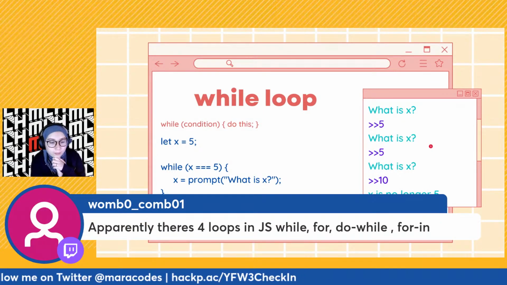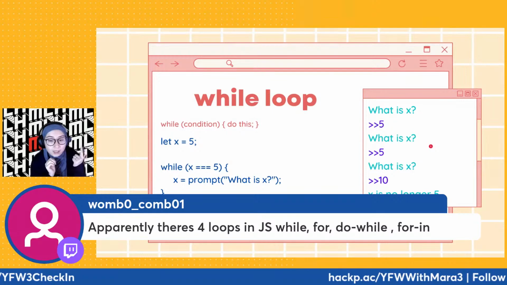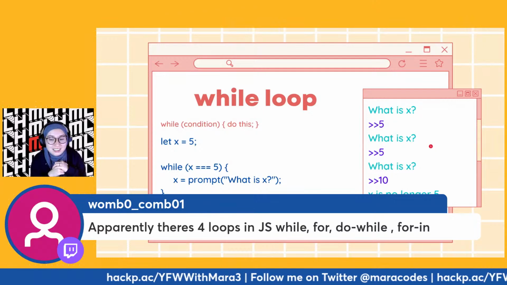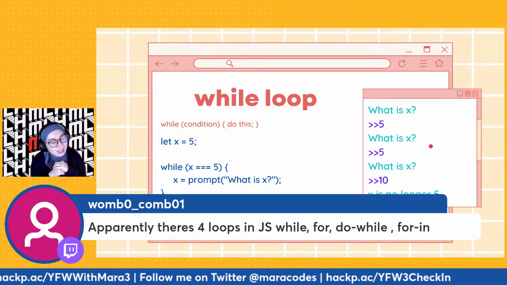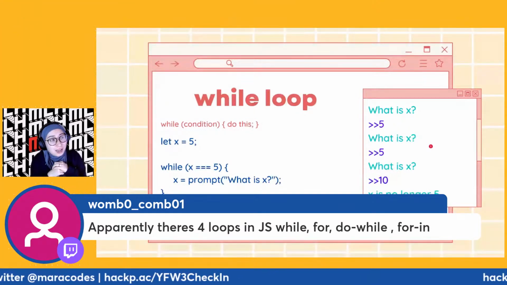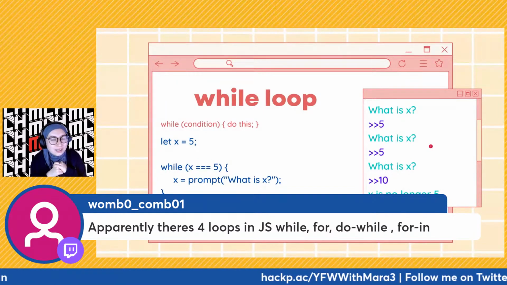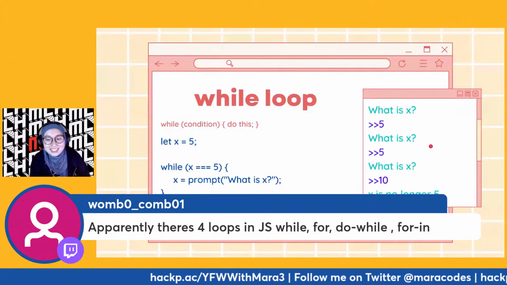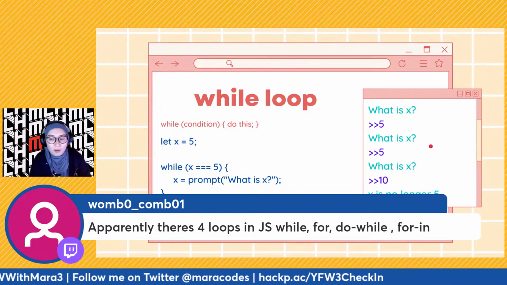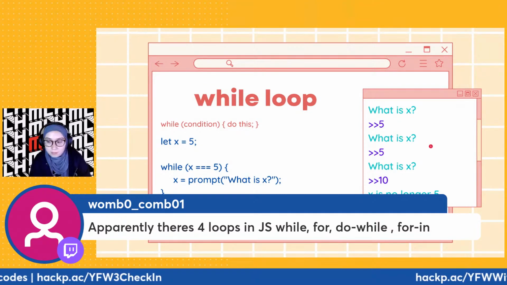Apparently there are 4 loops in JavaScript: while, for, do while, and for in. I think I use TypeScript, and I have used for of, which, as far as I'm concerned, I don't know the difference between for of and for in. But yeah, there are a couple different loops you can play around with. As long as you know the logistics for for and while, everything else makes more sense.